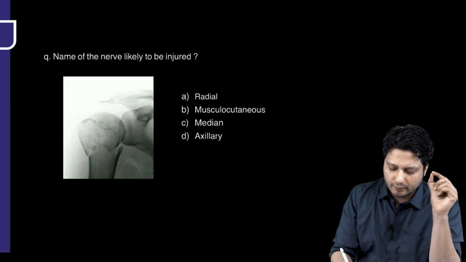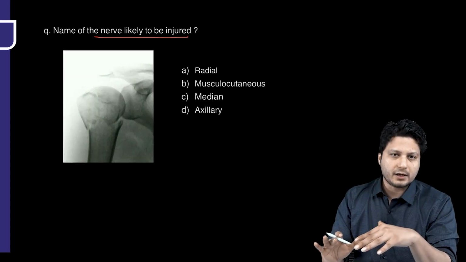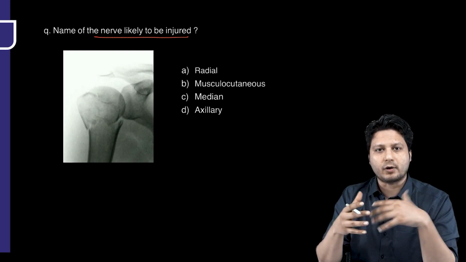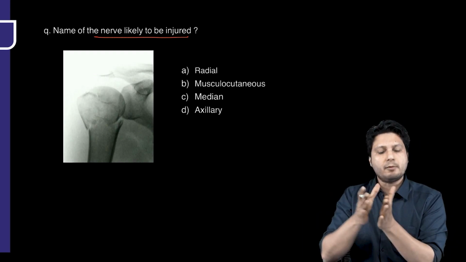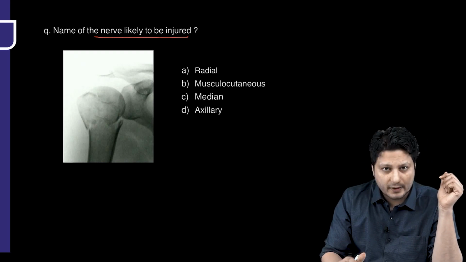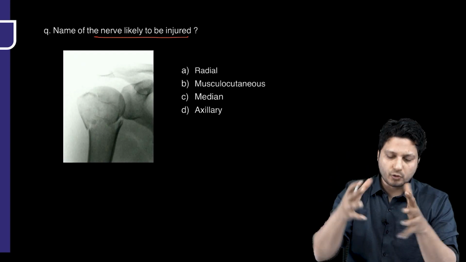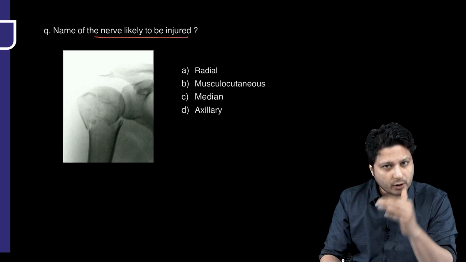Now, what is the name of the nerve which is likely to get injured when you are provided with this kind of X-ray? All you have to identify is the name of the bone which is injured, which is fractured. If you look at this bone, the name of the bone is humerus and it is having a fracture in the proximal part. So what we are talking about is the fractures of the proximal humerus.